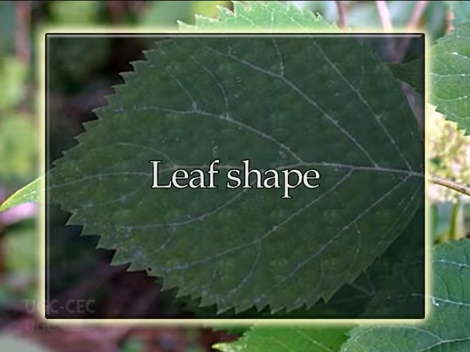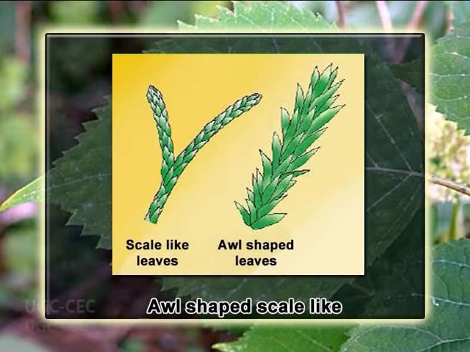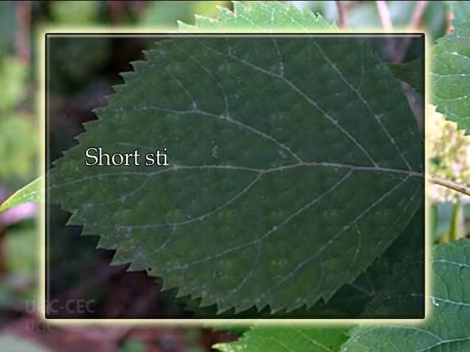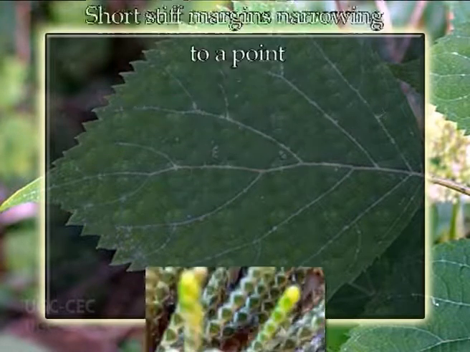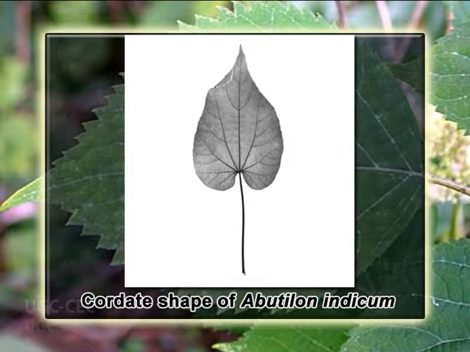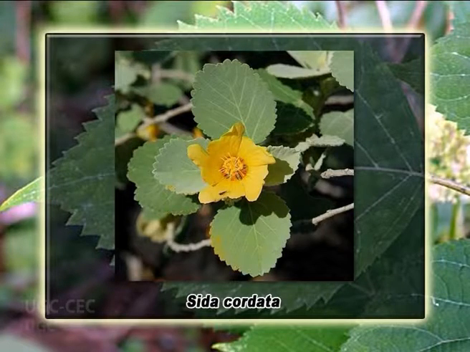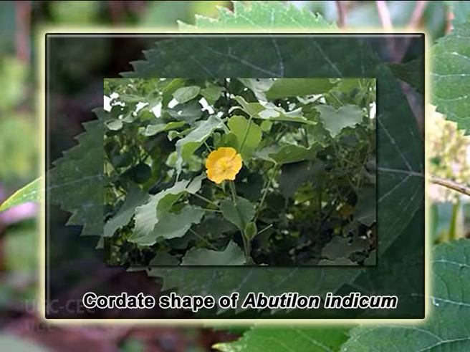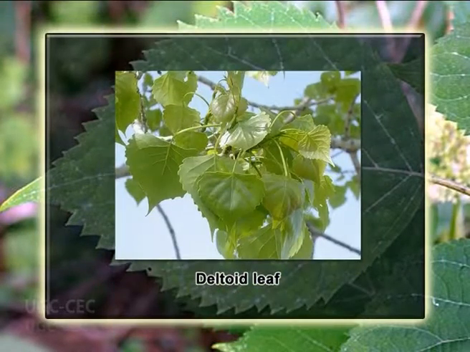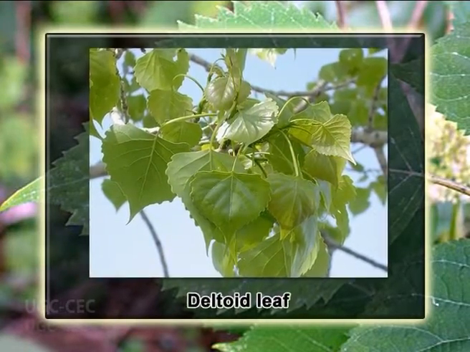Now, leaf shape. On the basis of shape of lamina, leaves are of many types, like awl-shaped. That's tapering to a slender stiff point, short stiff margins, narrowing to a point as in single seed juniper. Cordate, that's heart-shaped with a sinus and rounded lobes at the base and ovate in general outline. For example, Cordia cordata, Abutilon indicum, etc. Then deltoid. These are triangular like the Greek delta letter, bottom two corners often rounded off as in leaves of Populus glauca.